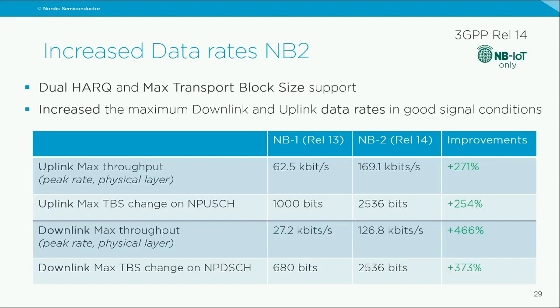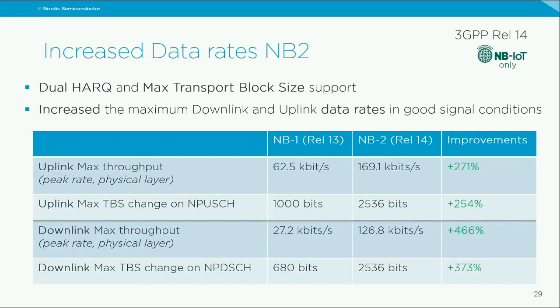So in this matrix we actually compare NB1, so the release 13 in the modem firmware, the older modem firmware, and NB2 in our new modem firmware, on different parameters. So for example, the uplink max throughput has been improved by 271%. And the uplink max transport block size in narrowband physical uplink shared channel has been improved by 256%.